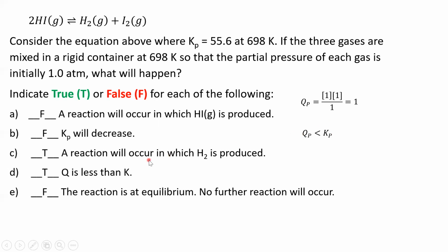C, a reaction will occur in which hydrogen is produced. Well, that's true. The reaction is going to be shifting towards the products, so hydrogen is going to be produced. Okay, D, Q is less than K. Well, yeah, we defined it. Q is 1, K is 55.6. So yeah, that statement's true. And E, the reaction is at equilibrium and no further reaction will occur. That's false because Q doesn't equal K, so we're not at equilibrium.